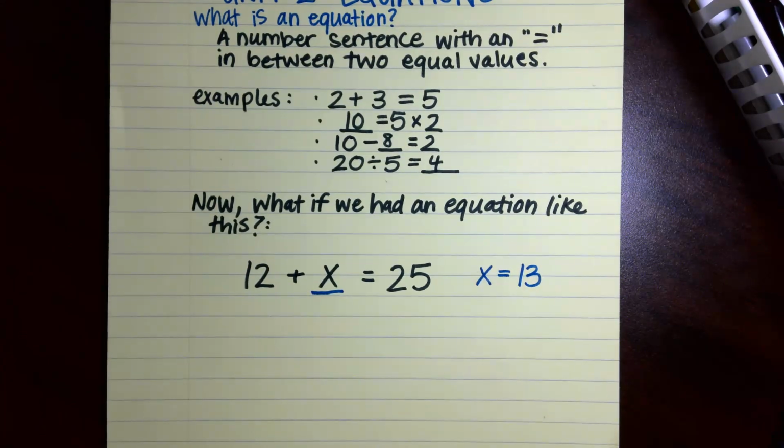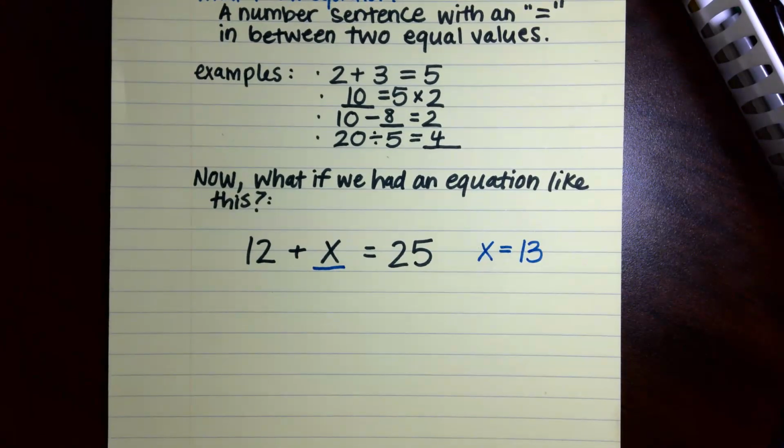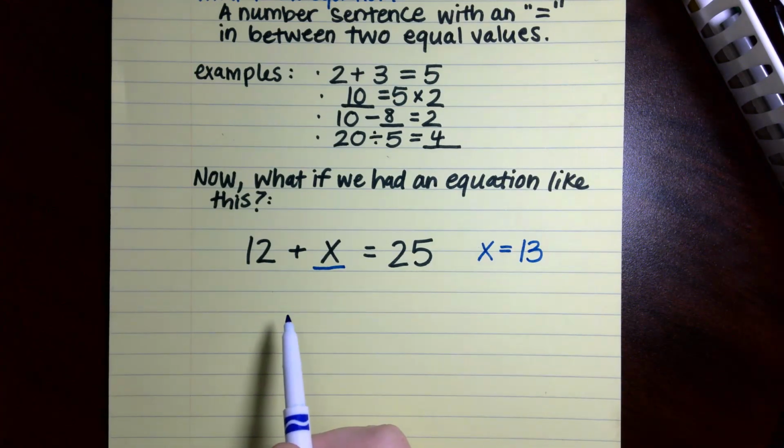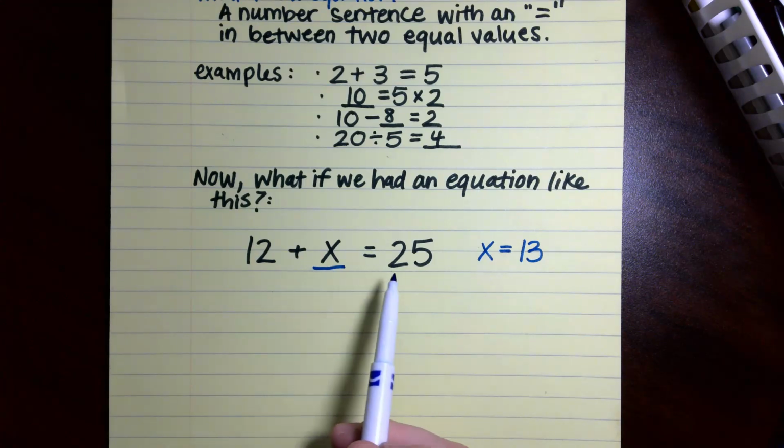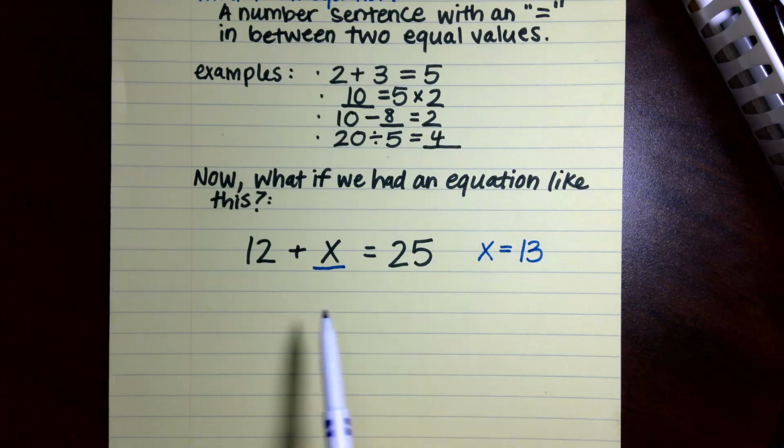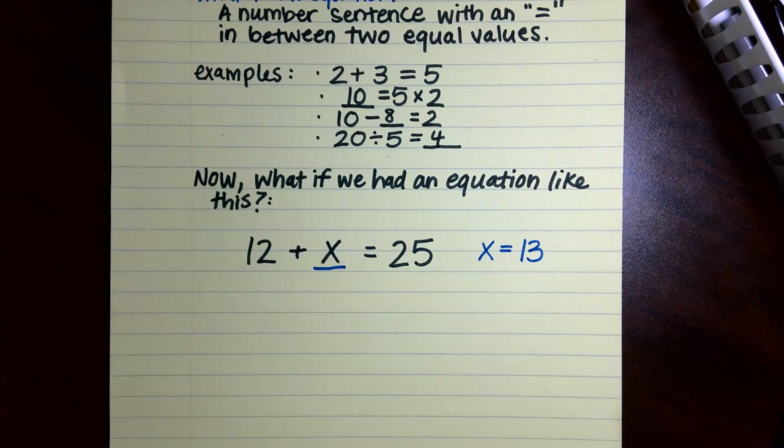Now, before we go on any further, I want to know, Lewis, how exactly did you figure out that 13 was x? If it was 12, it'd be 24, so one more, 13. Okay, so you knew 12 plus 12 would make 24, so you just added one more, and that would have made 25. So that's absolutely one way to do it.